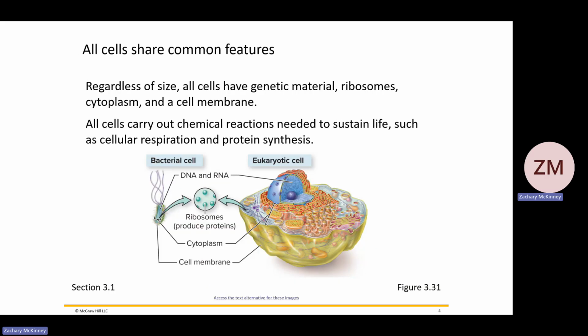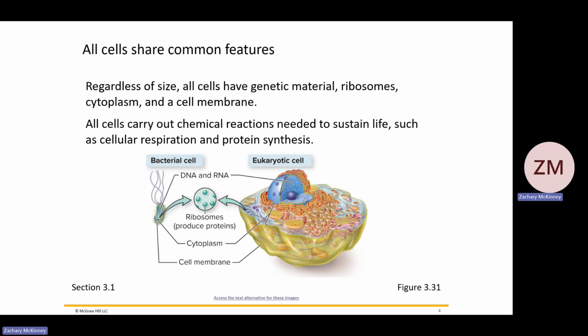So let's talk about some of those common features. All cells share common features, whether it's a bacterial cell or an animal, eukaryotic cell, plant cell, what have you. Regardless of size, they all have that genetic material, some kind of DNA. Ribosomes, we're going to see, are essential for making proteins. That's where protein production happens. Cytoplasm and a cell membrane.